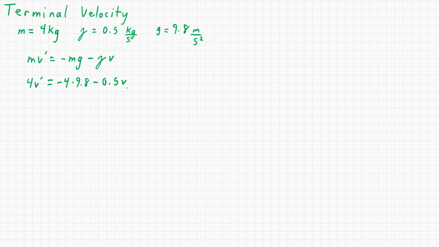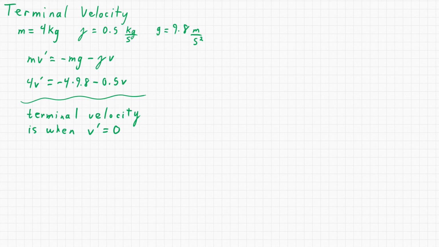Now the goal here is to draw a direction field, and then we're also going to be asked to look for the terminal velocity. So let's go ahead and do that. The terminal velocity is when v prime is equal to 0. If you're at terminal velocity, you're not falling faster, you're not slowing down, so you're staying exactly at the same velocity.